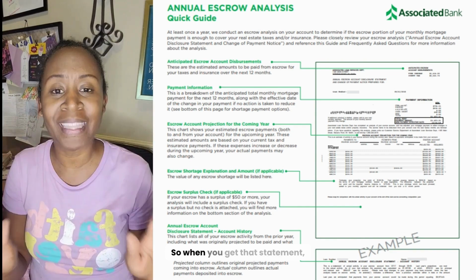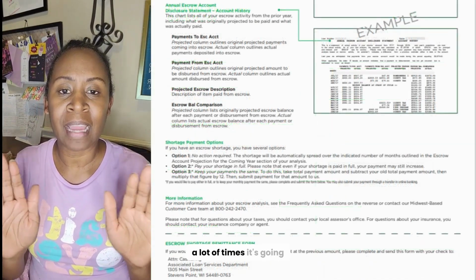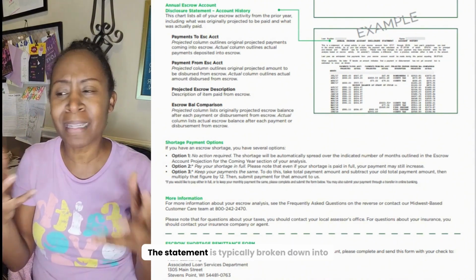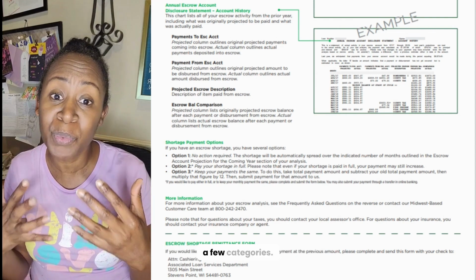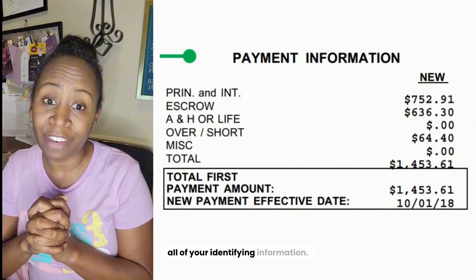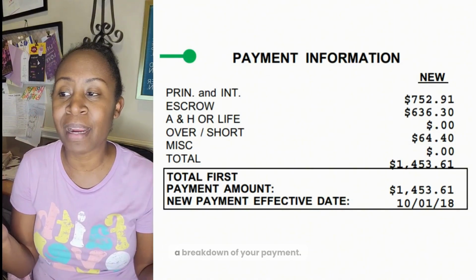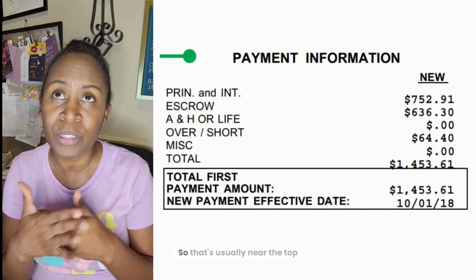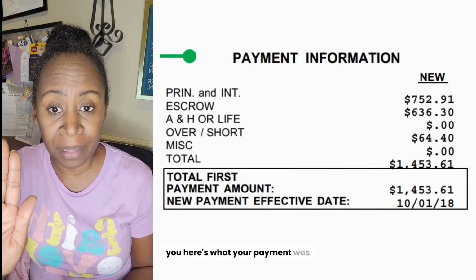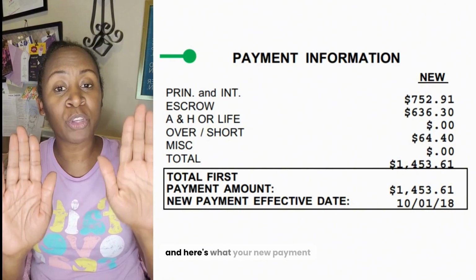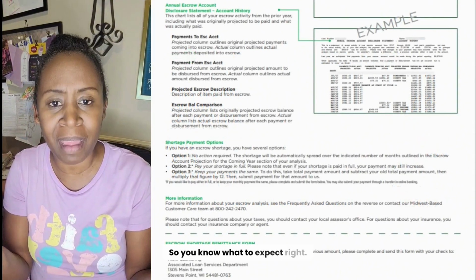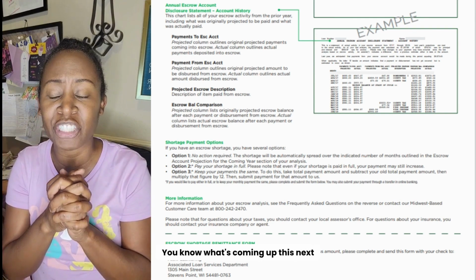So when you get that statement, a lot of times it's going to have a real detailed breakdown. The statement is typically broken down into a few categories. First, at the very top, of course, all of your identifying information, and then a breakdown of your payment. That's usually near the top of the form, where it shows you here's what your payment was and here's what your new payment is. It does this side-by-side comparison so you know what to expect this next year.